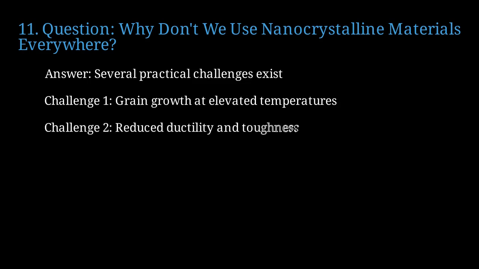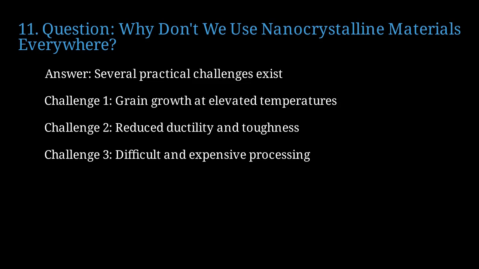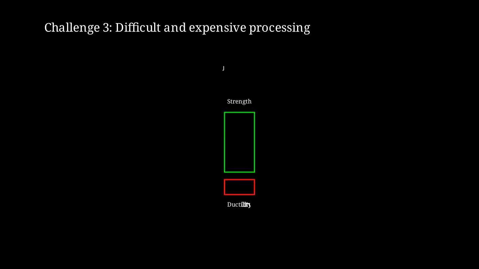Second, while very strong, nanocrystalline materials often have reduced ductility and fracture toughness, making them brittle. Third, creating materials with controlled nanoscale grain structures is technically difficult and expensive. This illustrates the classic strength-ductility trade-off. High strength often comes at the cost of reduced ductility.